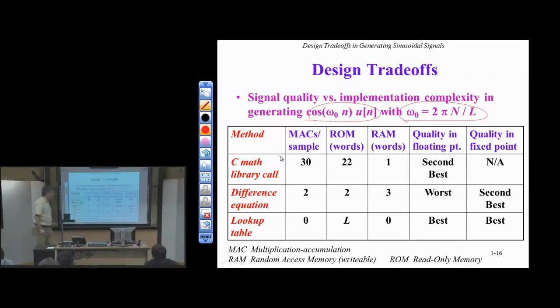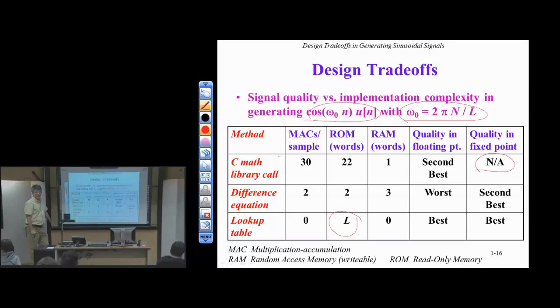The C math library call is the highest in complexity in multiply accumulates. It also takes up a lot of memory. The lookup table could take up more memory, depends on the value of L. In the C math library call, everything is in floating point. It doesn't have a fixed point version. The difference equation, you can do it in integer or float. In the lookup table, you can do integer or float.